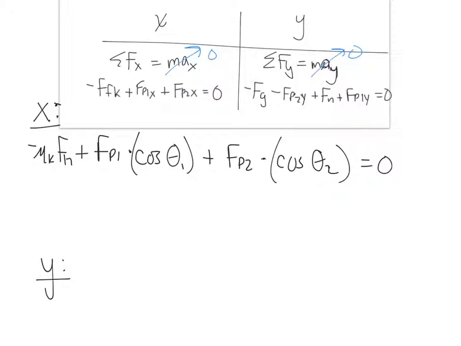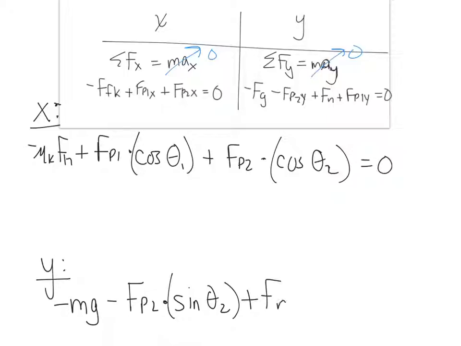In the y direction, I'm going to rewrite my equation. This Fg, the weight of an object, is really mg. So we start by putting mg there. Fp2y. It's a minus, so it's going to be Fp2, and to get the y component, you do the sine of its angle. Fn is just Fn. And Fp1y, which is right over here, is Fp1 times the sine of its angle.